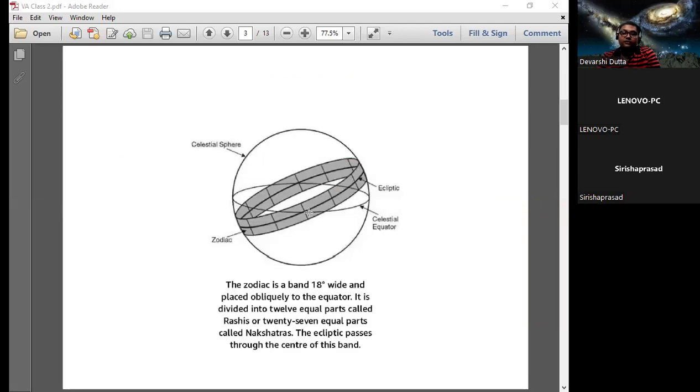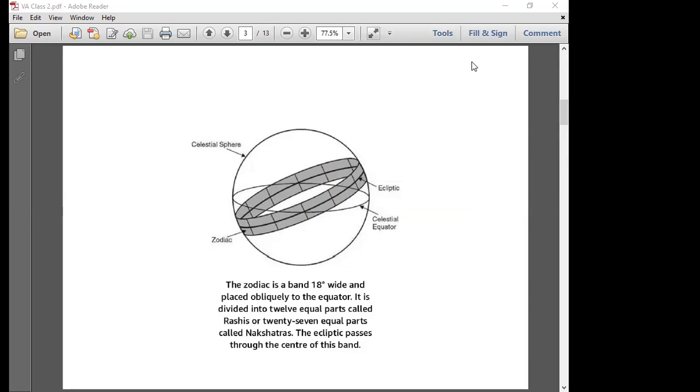All right. So the zodiac is a band which is 18 degrees wide and is obliquely placed to the equator. Each nakshatra has 13 degrees 20 minutes. It is divided into 12 equal parts called rashis and 27 equal parts called nakshatras. The ecliptic passes through the center of this band, as you can see here.